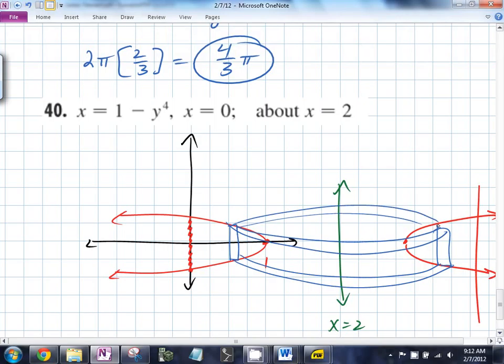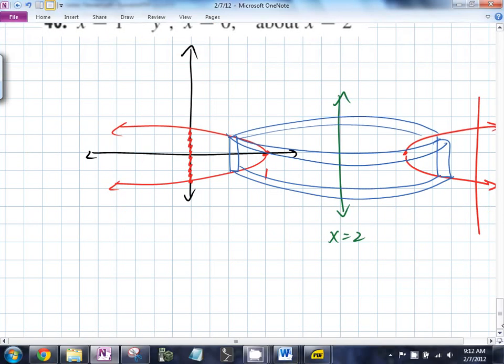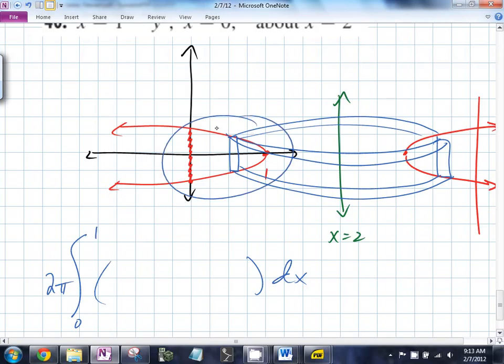Everybody sees it? Integrating with respect to x or y. 2 pi dx, that's correct. And we're integrating from 0 to what? 0 to 1, yeah. There's our original region, right? We're going from 0 to 1. What's the radius on this thing going to be? 2 minus what? 2 minus x, exactly, right. Absolutely.